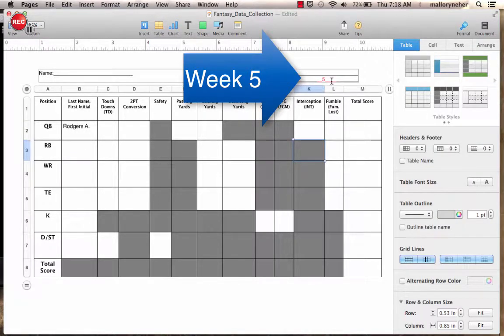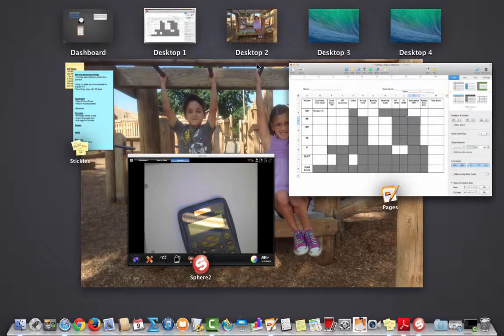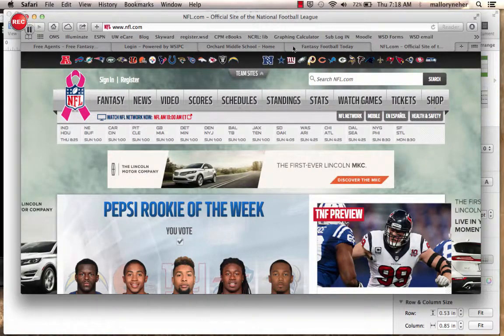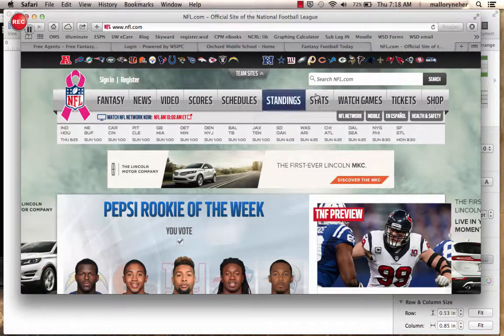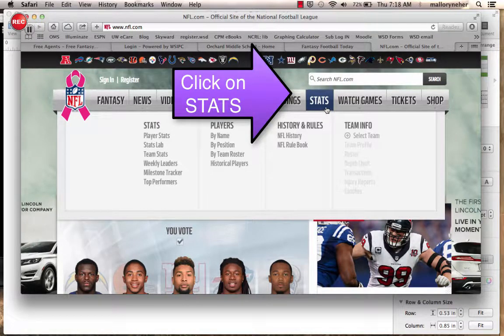So we're looking up week 5, we're looking up Aaron Rodgers, and we're going to do that simply by going to a couple of our websites. So we're working on looking up NFL Today, NFL.com, and FF Today, Fantasy Football Today. These are the 2 sites. And if you're on, let's start with NFL.com. If you're on NFL.com, you're going to be going to this spot over here where it says Stats. We want to look up the stats for Aaron Rodgers. So we go to Stats.